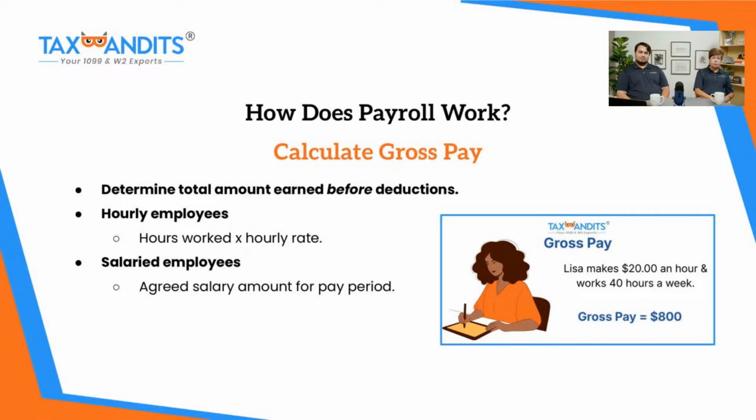The first thing you want to do is calculate your gross pay. Once you have determined the employee's hourly rate, you multiply it by the number of hours the employee worked. For example, Lisa makes $20 an hour. She works 40 hours a week. Her gross pay is $800. Salaried employees are normally a set amount. You're not calculating or tracking hours unless you have agreed to pay your salaried employee overtime.